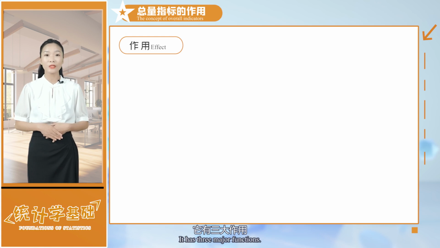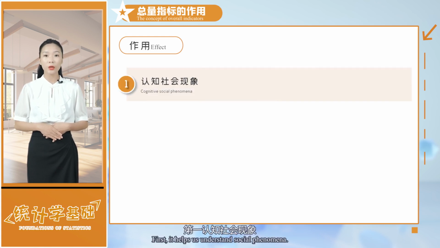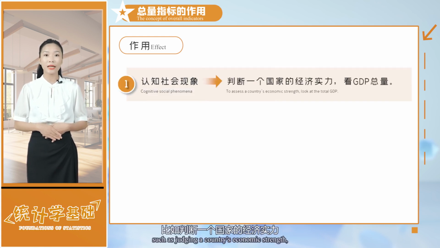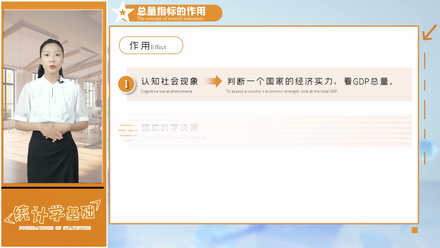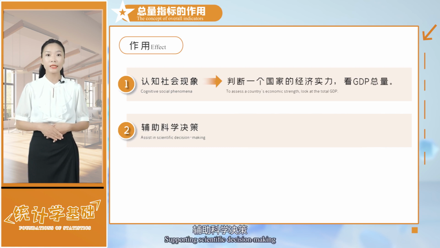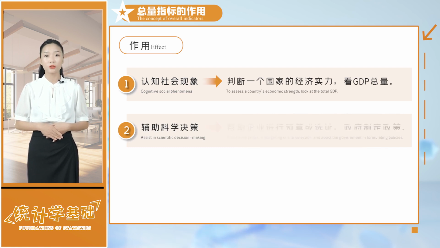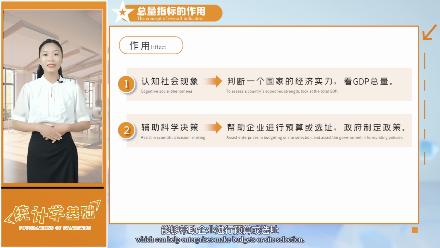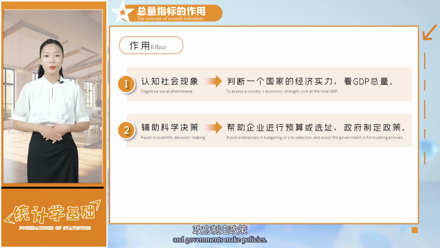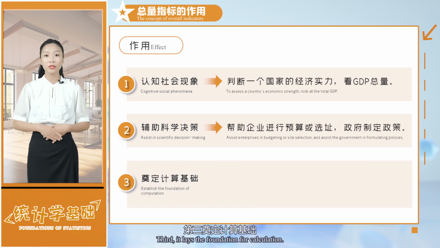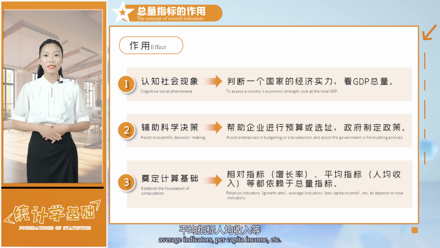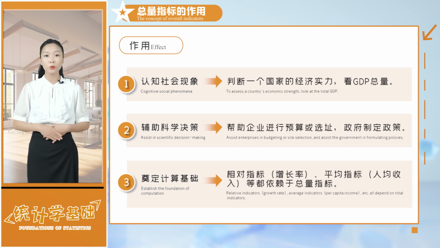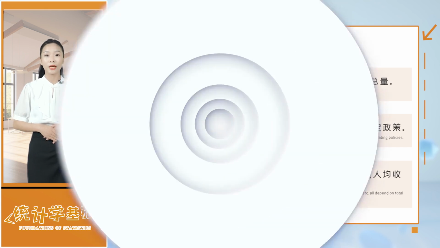It has 3 major functions. First, it helps us understand social phenomena, such as judging a country's economic strength. We can look at the total GDP. Second, supporting scientific decision-making, which can help enterprises make budgets or site selection, and governments make policies. Third, it lays the foundation for calculation, such as relative indicators, growth rate, average indicators, per capita income, etc. All depend on aggregate indicators.